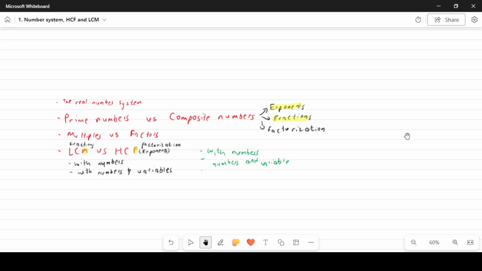Now you can see it's quite evident that with LCM and HCF, the reason why we have to learn multiples and factors is because it links to the topics of lowest common multiple, the M, and highest common factor, the F. Okay, so that's why it's very important that we understand these topics on their own before we actually start linking them to other topics.